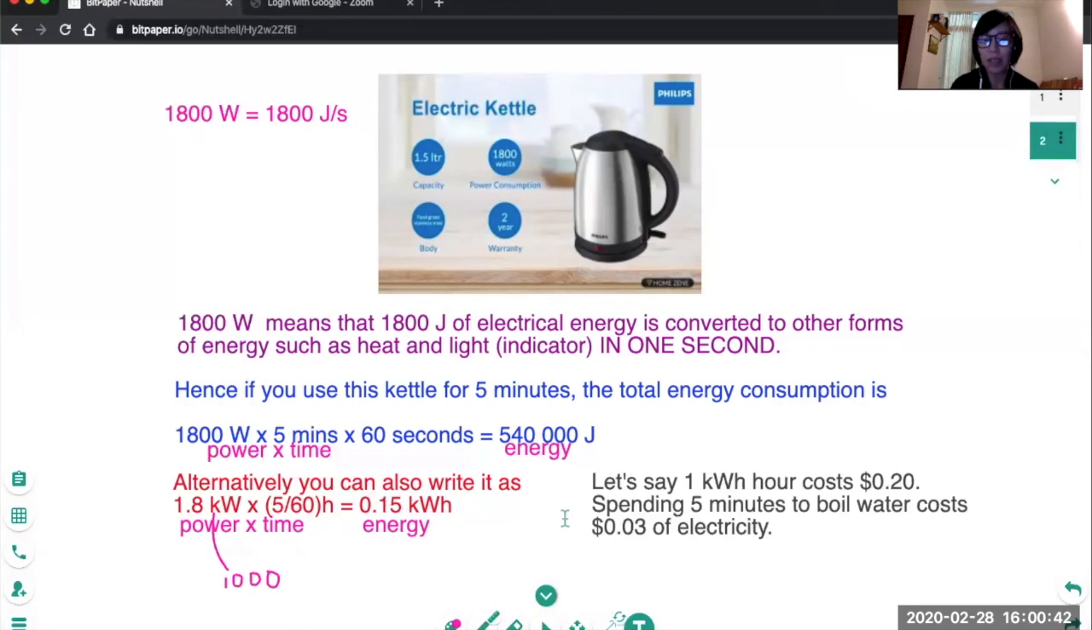Now let's just say that right now, the cost of electricity is 20 cents every 1 kilowatt-hour. So spending 5 minutes to boil water with this particular kettle would probably cost you about 3 cents of electricity. Well, it sounds affordable, right? But not forgetting you have a lot of appliances at home. Anyway, I hope this helps with your understanding between power and energy.